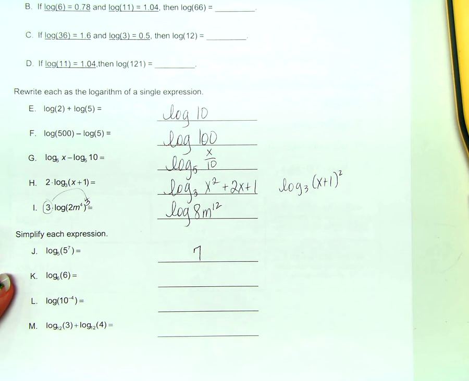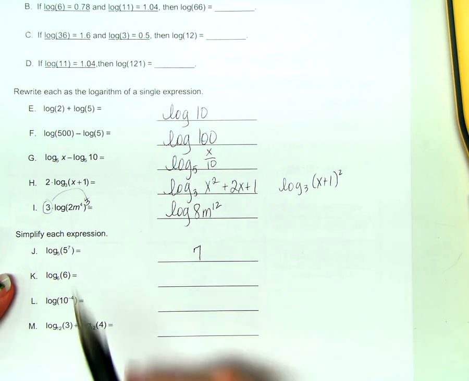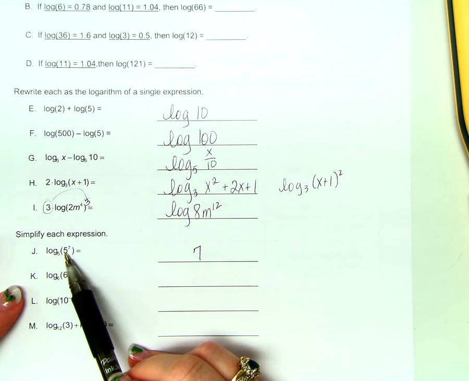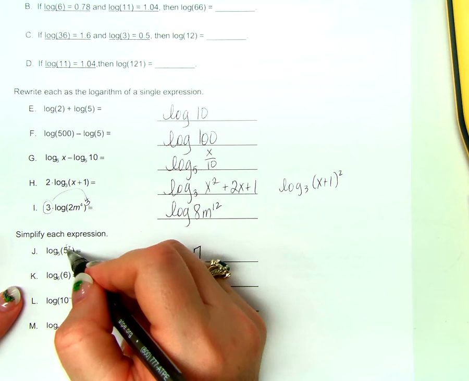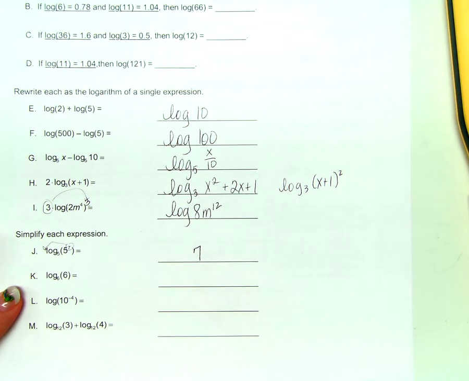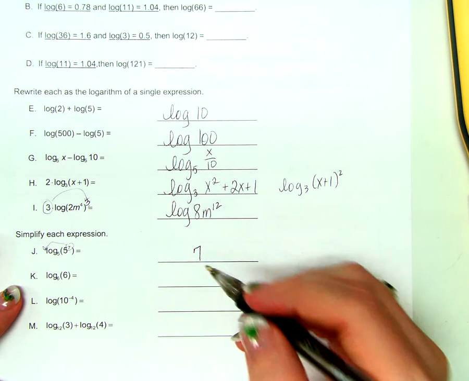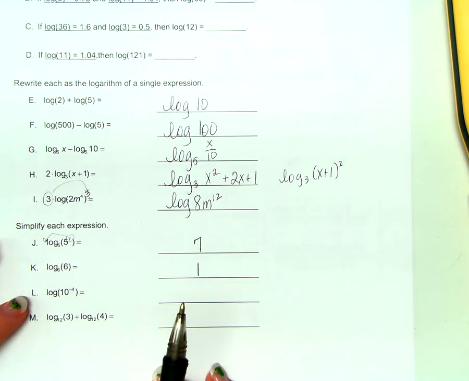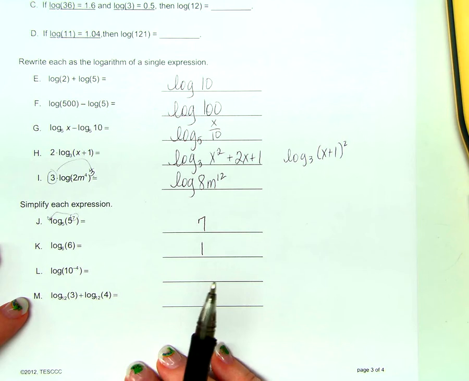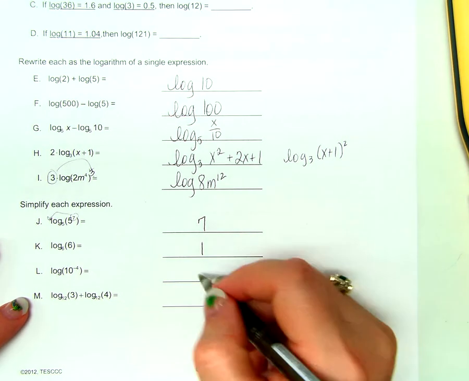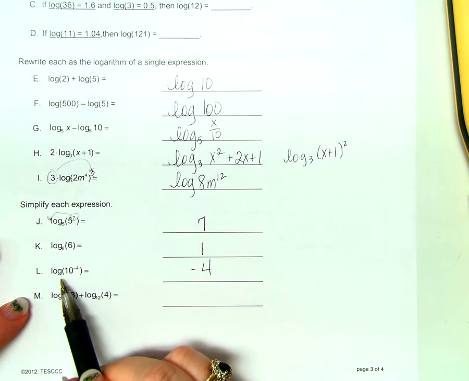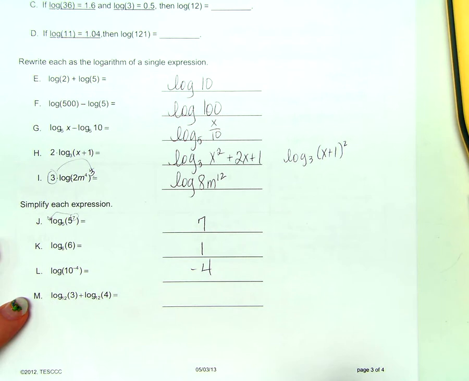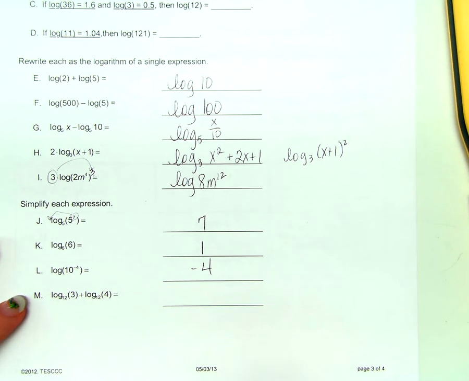Isn't it just 7? Not even log? Because log base 5 of 5 is what? 1. And where has this gone? It's a multiplier. Okay. What about log base 6 of 6? What about log of 10 to the negative 4? Oh, why is it just negative 4 though? What's this base? 10. It's not going to be written if it's the common log. Remember, that's called the common log? Okay. What about M?